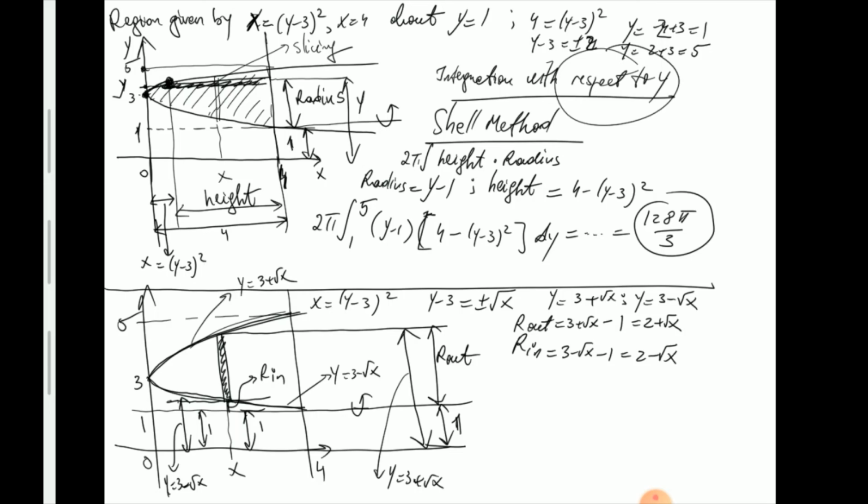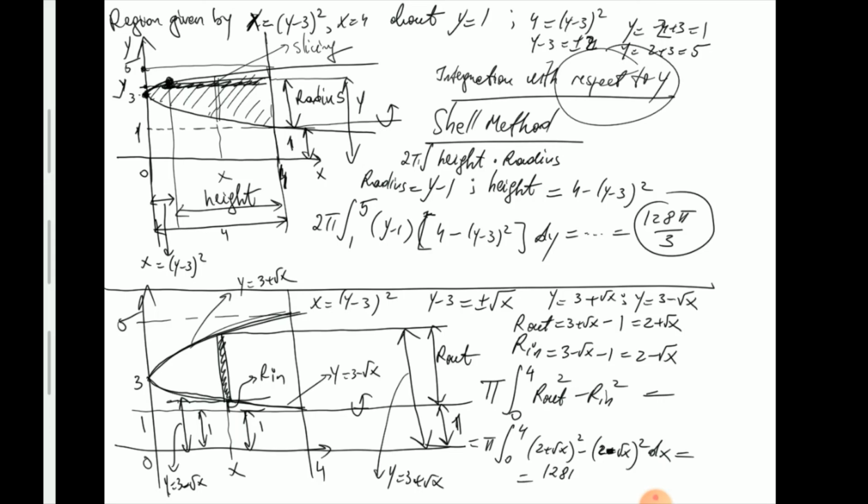And after that, you're done, I mean almost done in terms of setting up the integral, right? So pi times the integral over the x-axis, from 0 to 4, of the outer radius squared minus inner radius squared. So here it'll be (2 plus root x) squared minus (2 minus root x) squared. Take it as an exercise or use some computer algebra system, and if you've done everything correctly, it should be the same answer as before.